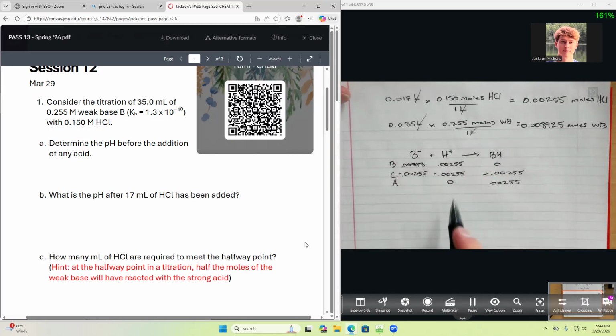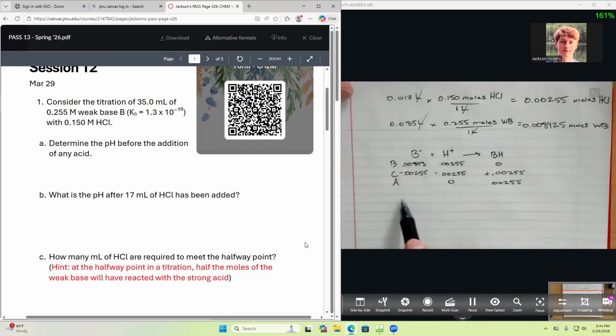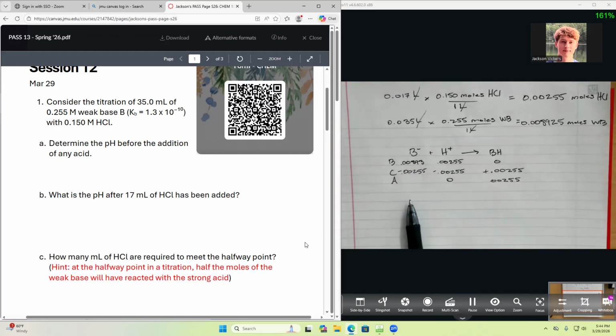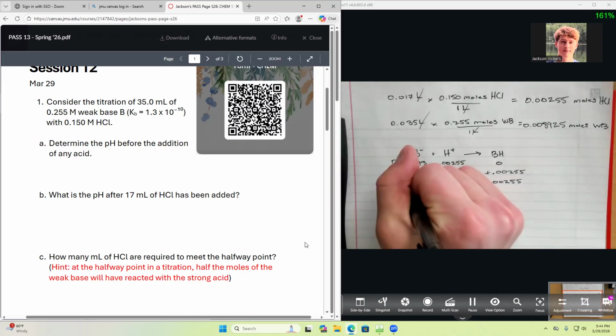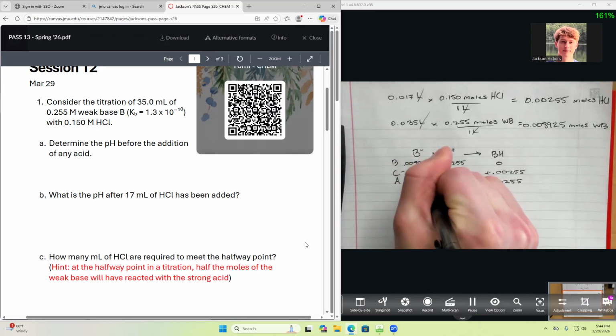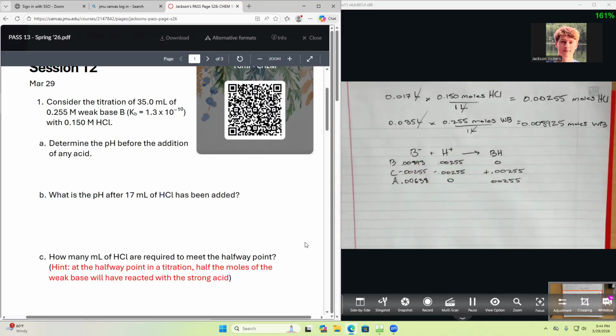So we have nothing of that strong acid left afterwards, and we have some of the weak base still, and we've also formed some of its conjugate acid, right? So let's do that real quick. And now this is one of the friendliest examples of these types of problems because now we can do something that is a little bit easier.